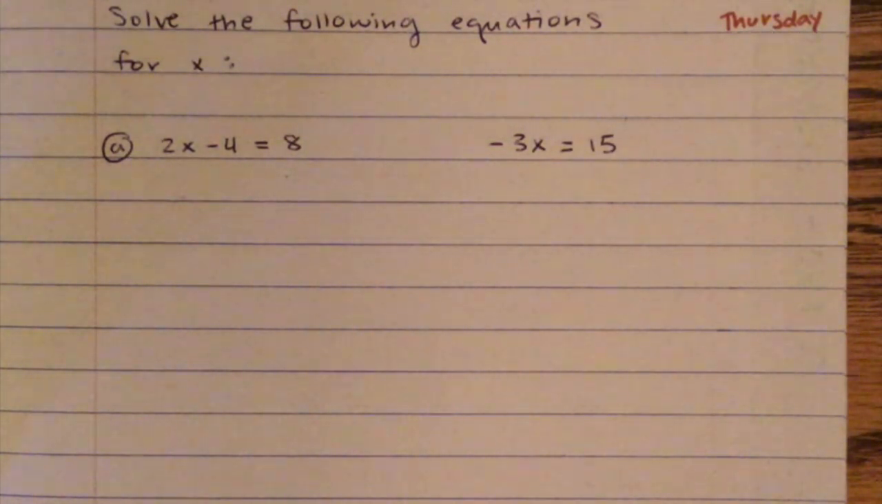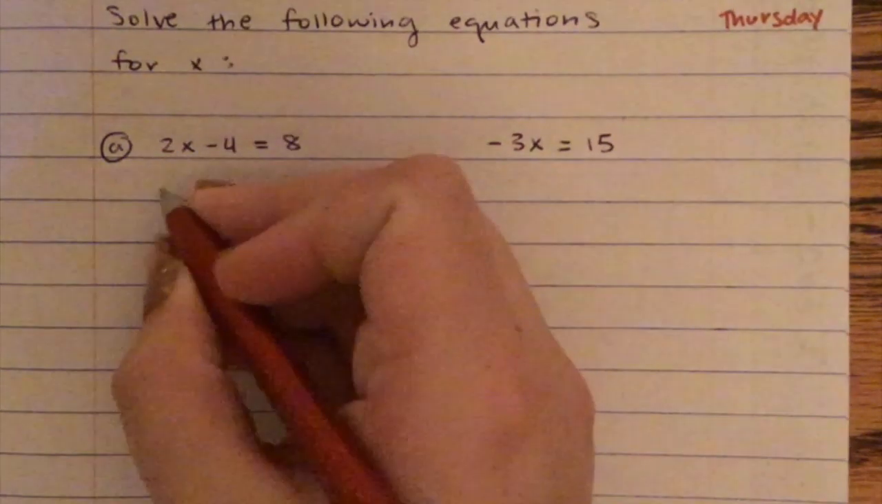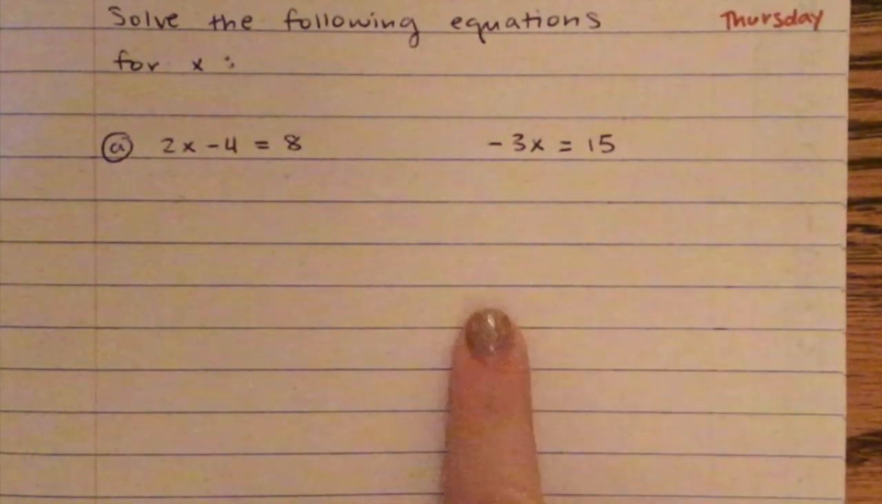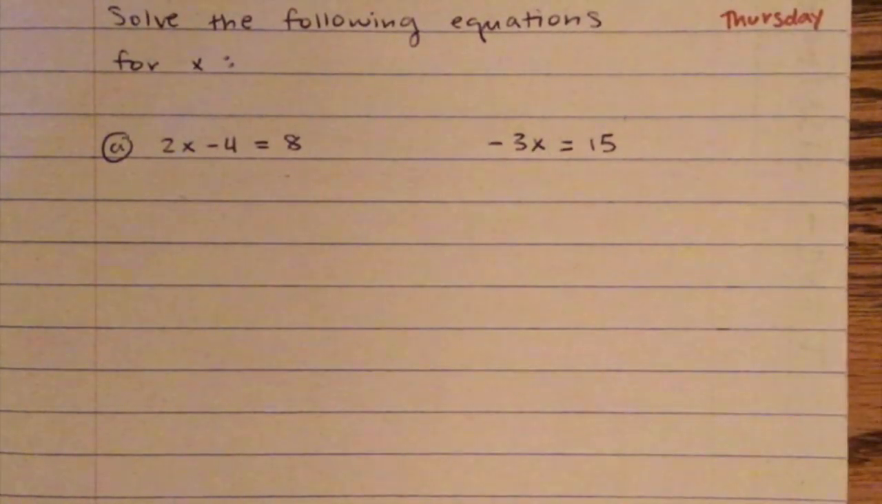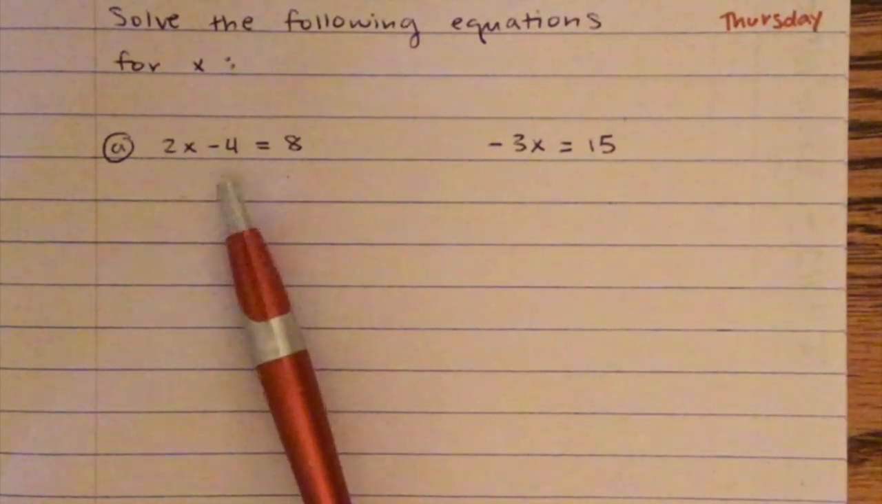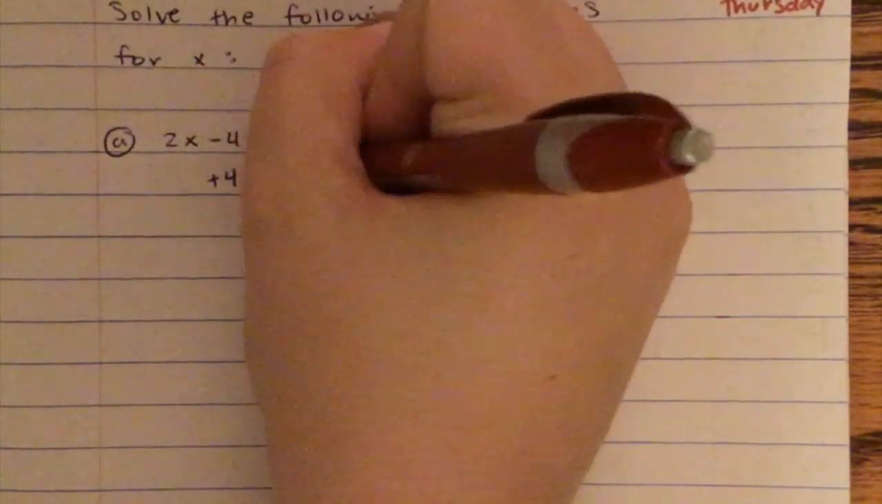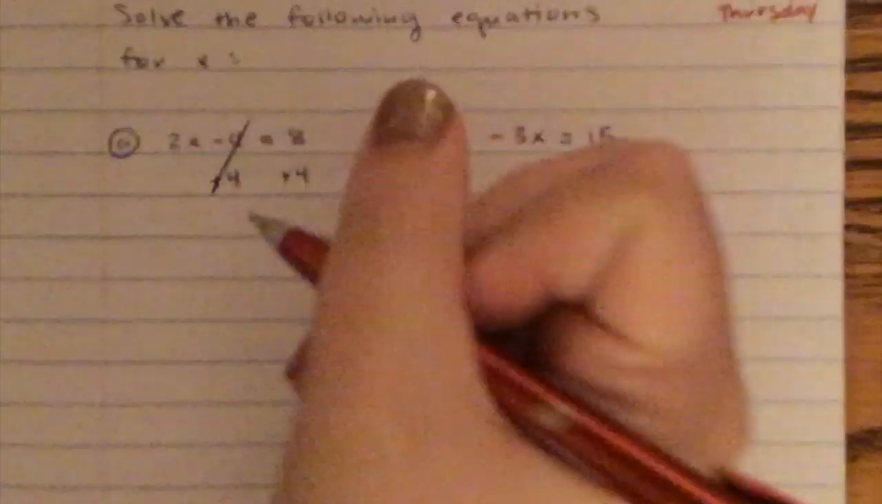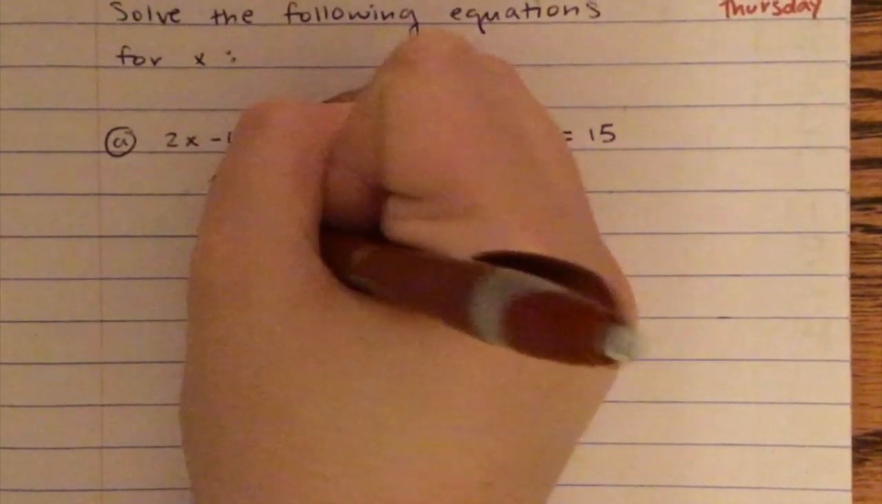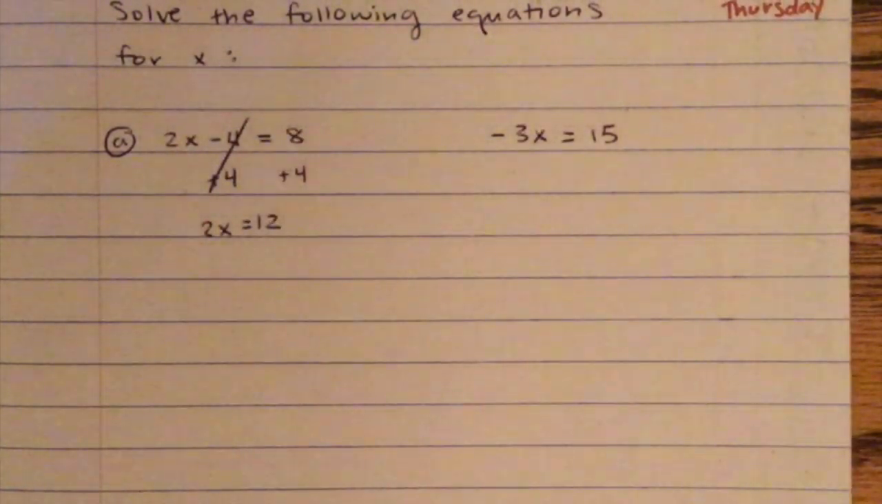Okay, so on the first one, right now x is being multiplied by 2 and 4 is being subtracted from that as well. And on this one, x is being multiplied by negative 3. So on both of them, we have to undo multiplication. On the first one, though, I'm also undoing subtraction. So I'm going to start out by adding 4 to both sides. That is going to leave me with 2x equals 12. So I've already made progress.